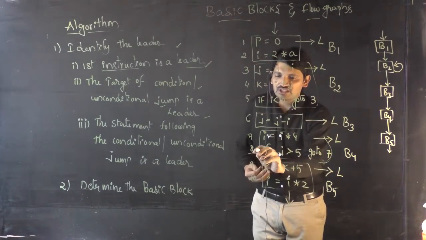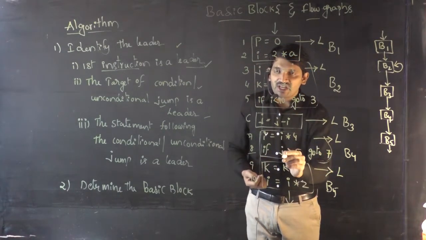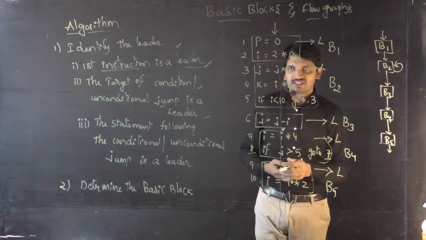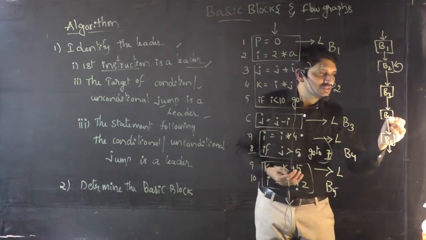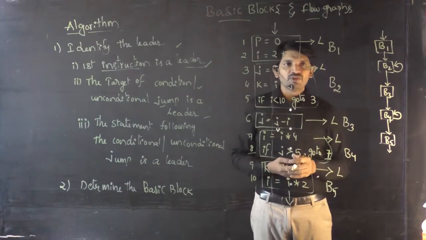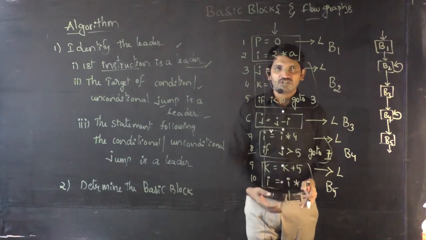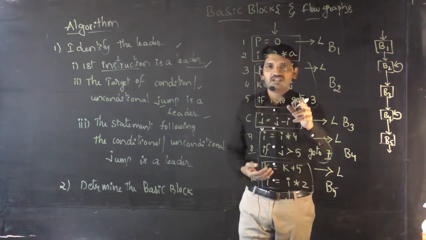Okay, now come to the next one. Here the 8th instruction is if j greater than 5, we have to go to 7. Where does 7 exist? That is also in the same block. So we have to keep a self loop. So this is the flow graph structure for these particular basic blocks.